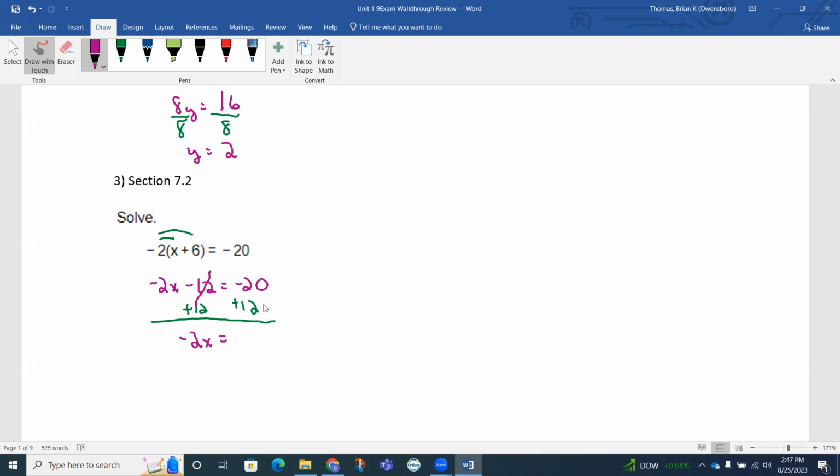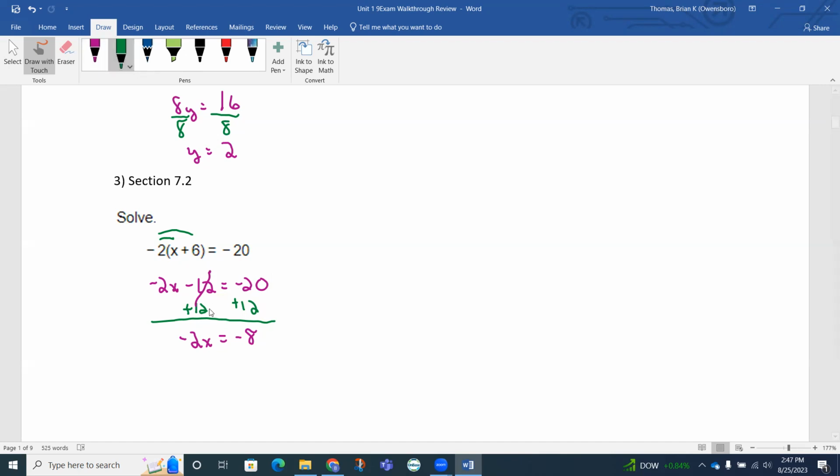Since the signs are different, that's a subtraction problem. So 20 minus 12 would be 8. And you keep the sign of the larger one, which is actually more negative. So that would be a -8. So again, you could probably see the answer as a positive 4 at this point.